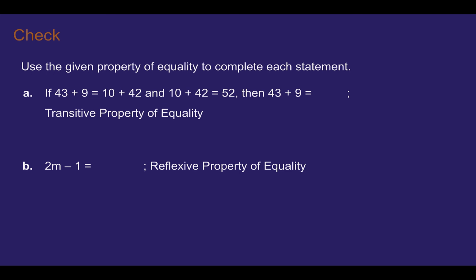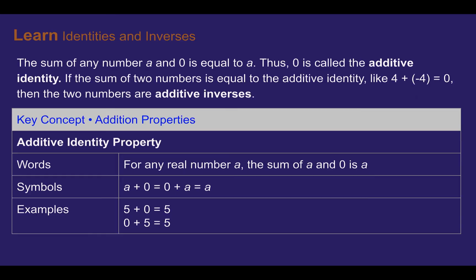Check your answers. First, we should have said that if 43 plus 9 equals 10 plus 42, and 10 plus 42 equals 52, then, based on the transitive property of equality, 43 plus 9 must also equal 52. Second, we're given 2m minus 1, wanting to use the reflexive property, which would make that equal to 2m minus 1, since a quantity is equal to itself for the reflexive property.